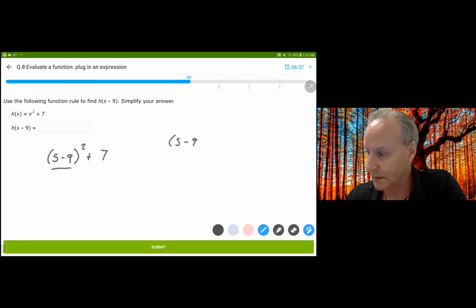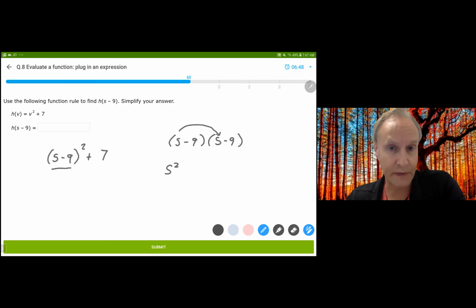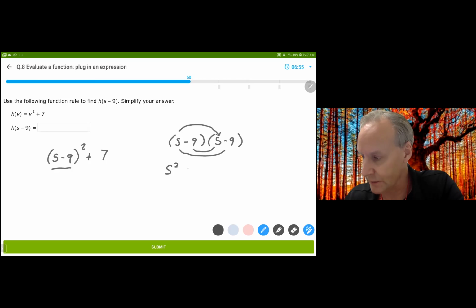S minus 9 times s minus 9 is s squared. That's the first times the first. You have to make sure you multiply every term by every other term. Most people think of it as FOIL, outer and inner pairs. The outer pair is going to be minus 9s. The inner pair is going to be minus 9s. And the last, that's the L part, is going to be negative 9 times negative 9, which is 81. And so we're going to get s squared minus 18s plus 81.